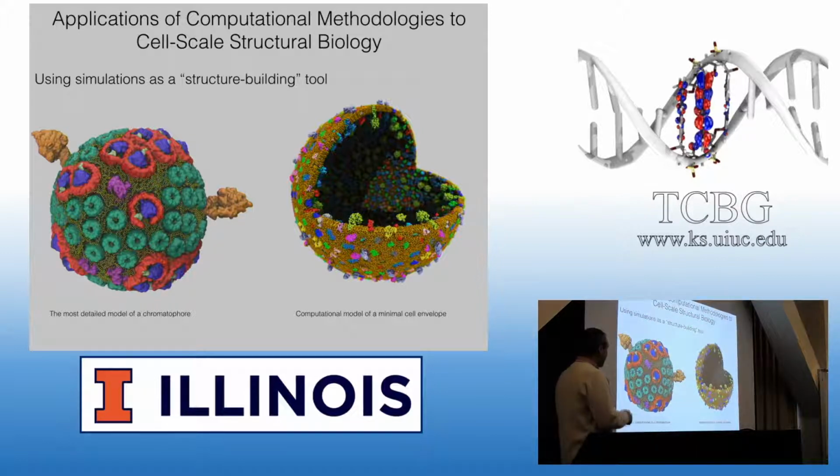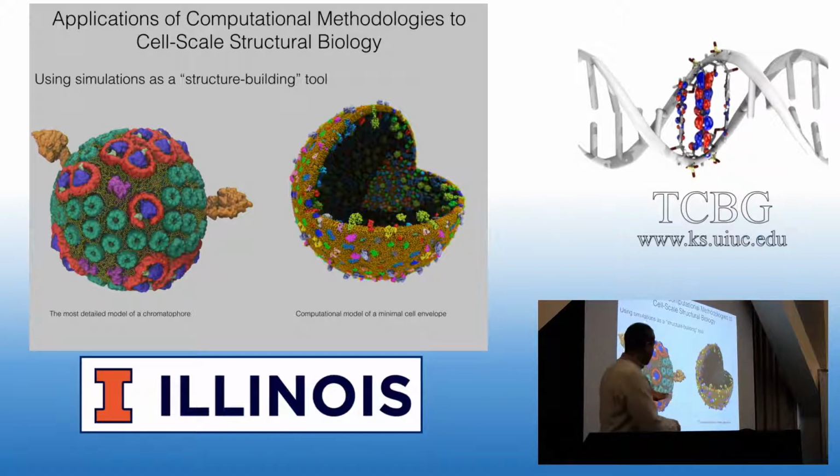One is the chromatophore, a bioenergetic membrane, an organelle inside the cell that has a variety of proteins converting light into chemical energy and then using chemical energy to generate ATP. So that's one example of an organelle which is extremely important. And as I pointed out, this is a model that we would like to prepare using computational methodology. Extremely challenging, in both cases.